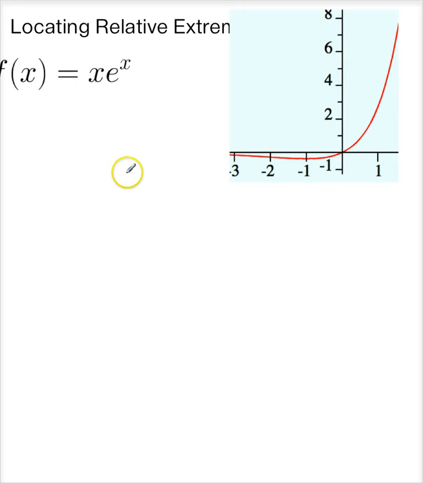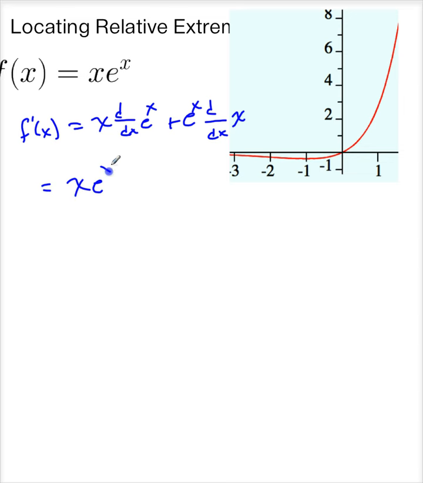Now sometimes we're going to want to find extrema with our exponential functions. So if the function is x e^x, then to find a local max or min, I find f'(x), and I have to use the product rule. So this is x times the derivative with respect to x of e^x plus e^x times the derivative with respect to x of x. So this is just x e^x plus e^x times 1. So let me factor e^x out. This is x plus 1.